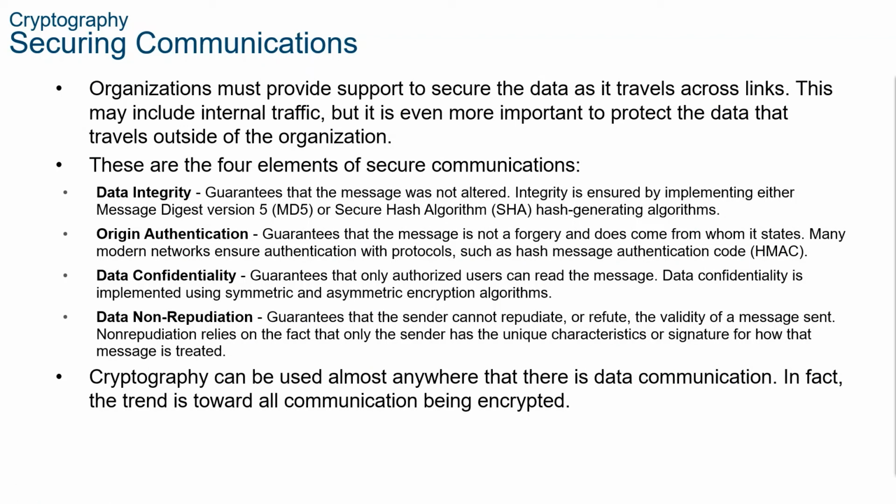Securing communications. Organizations must provide support to secure the data as it travels across the links. This may include internal traffic, but it is even more important to protect the data that travels outside the organization to branch sites, telecommuter sites, and partner sites. Now, these are the 4 elements of a secure communication.